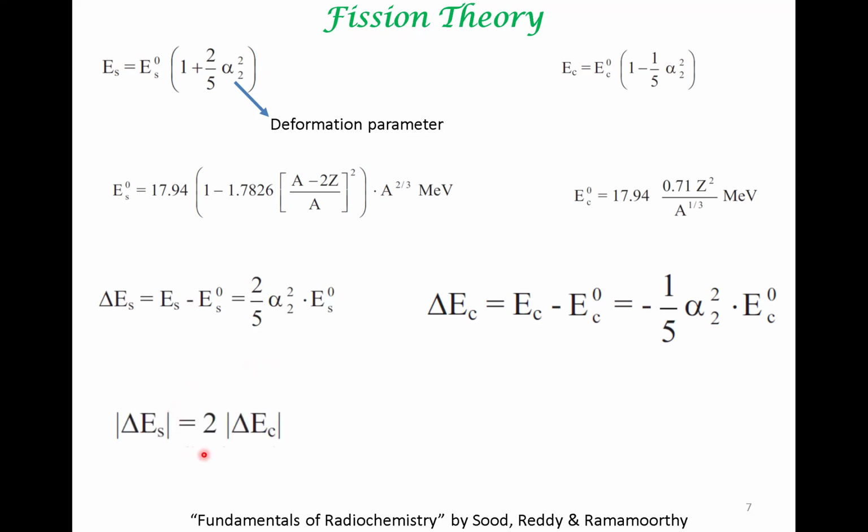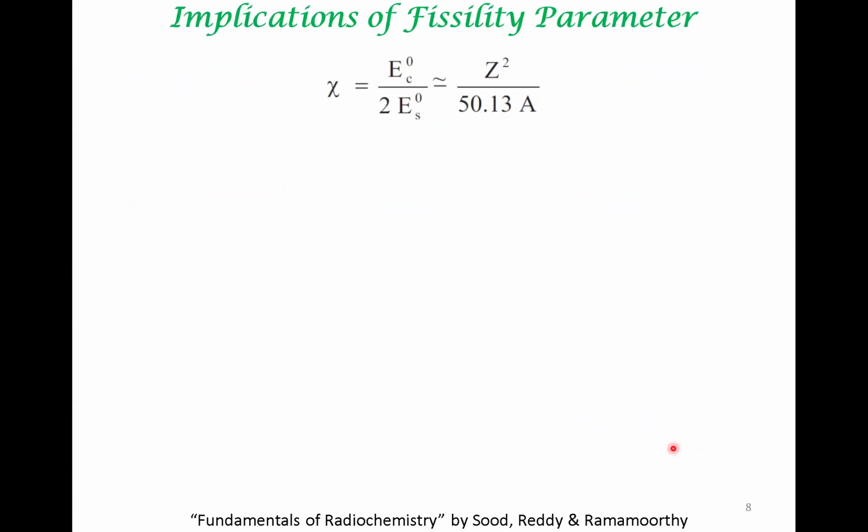When the nucleus fragments into two subcomponents, two fragments, the balance provides the barrier height. So this ratio is expressed as the fissility parameter. It gives you the tendency for the nucleus to be susceptible to fission. So just putting all these things together, you can get an expression for the fissility parameter. The main point here is it depends upon Z squared by A.